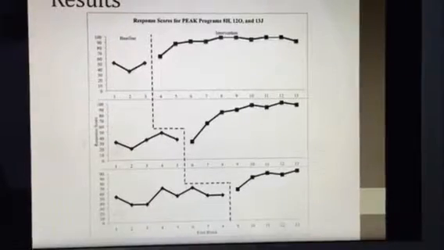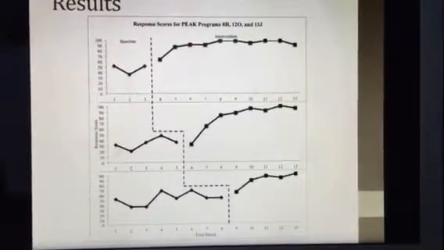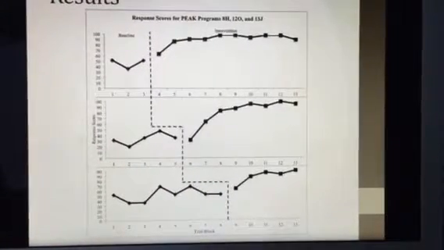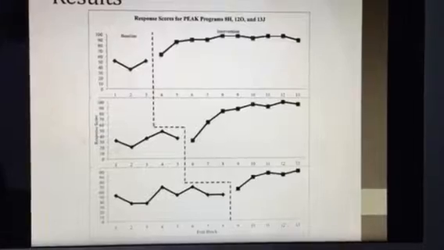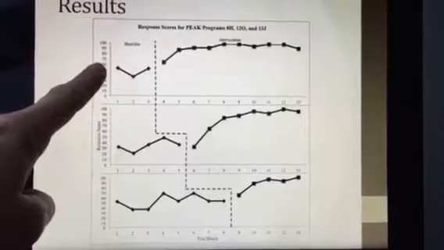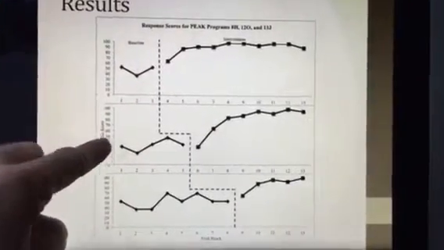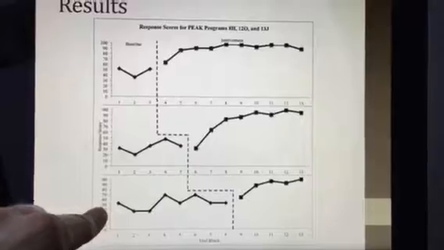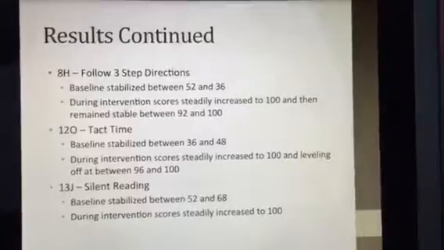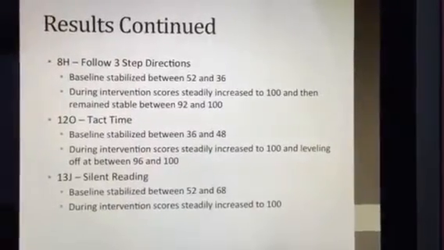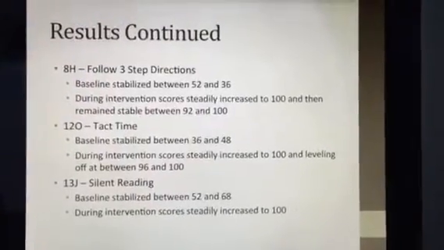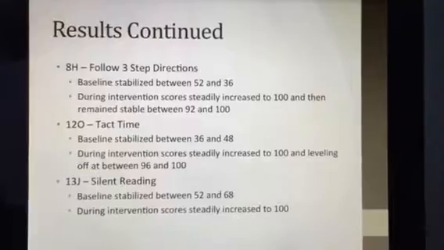This is a graph showing the results of the programs. And you can see that for each program, his response score increased from baseline. This is for following 3-step directions, tacting time, and silent reading. For 3-step directions, baseline stabilized between 52 and 36, and then during intervention, his scores increased to 100, and then stabilized between 92 and 100.